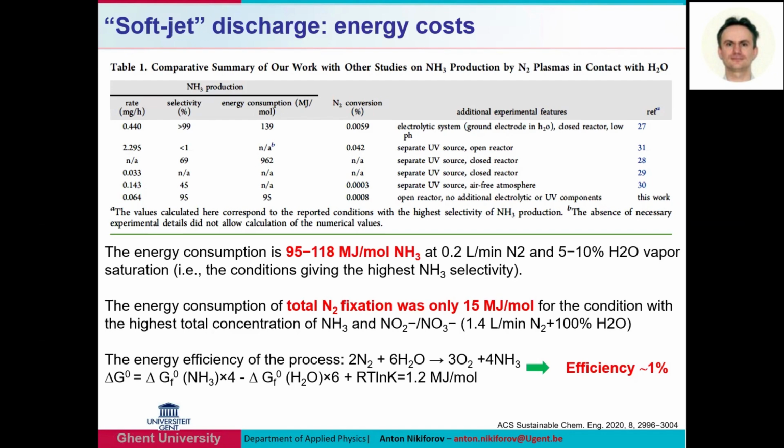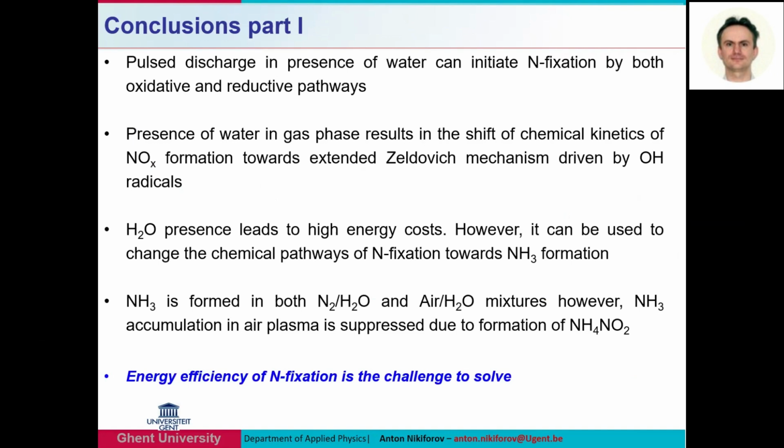our system and also, of course, to improve in general the energy efficiency of such a process to reach industrial requirements for upscaling of such kinds of processes. However, there are some conclusions.